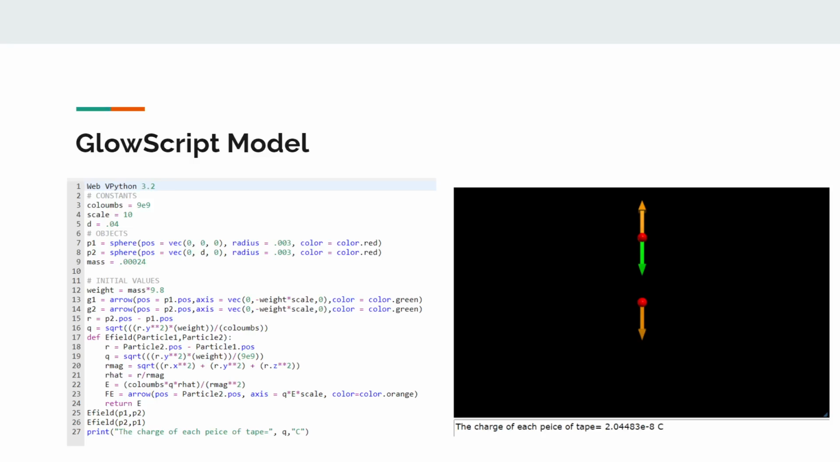So we input this twice, and we switch the charges in each to create the two orange vectors that you see, which is up and down on each point charge. This is the end of the presentation, and thank you for your time.